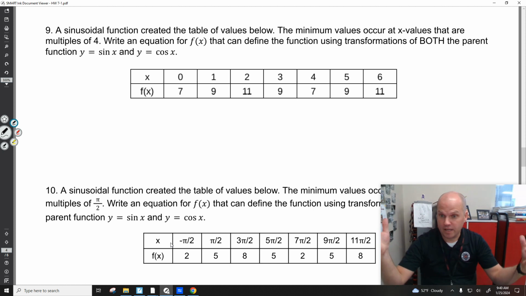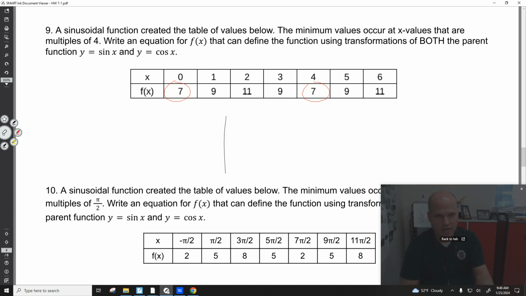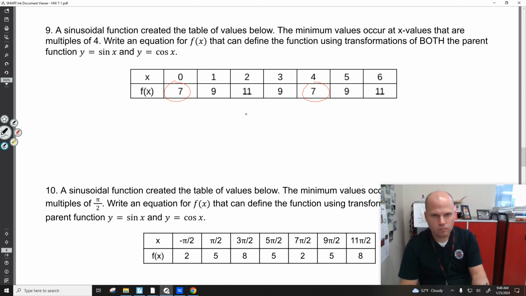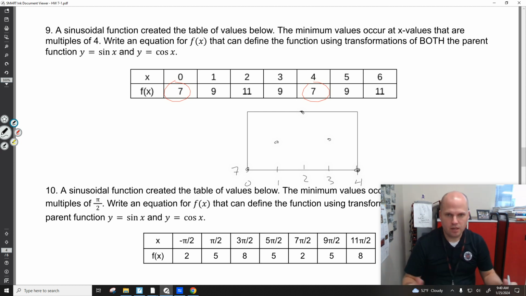Okay? What if I give it a table? What are you going to do? We're told that the minimum values occur at multiples of 4. If you want to box this out, the box might help you. You start at 7, which is a minimum value. You hit 9, you hit 11, you hit 9, and then you hit 7. You start at 0, 1, 2, 3, 4. You've got everything you need.